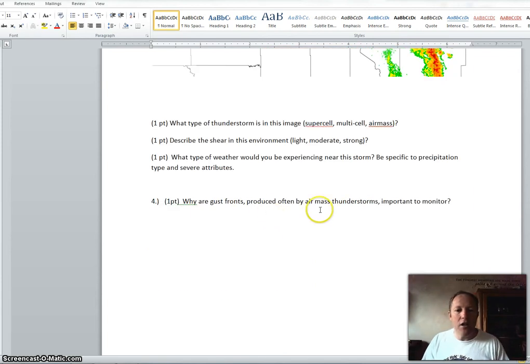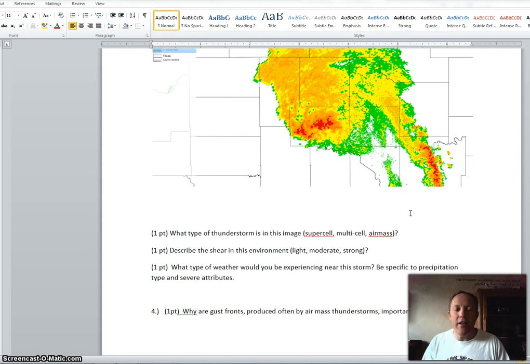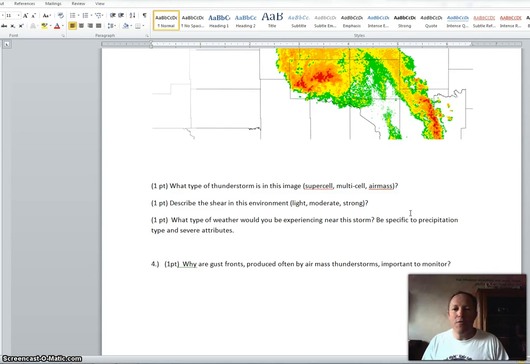And then also, what are gust fronts, and why are they so important to us and produced by air mass thunderstorms? Why are they so important to monitor, especially? What could they do? Sometimes they cause problems for people that are traveling, especially in a certain type of thing that goes through the air. I'll let you decide what that is, and we talked about it extensively in this week's lecture.